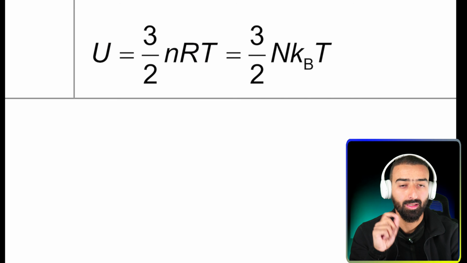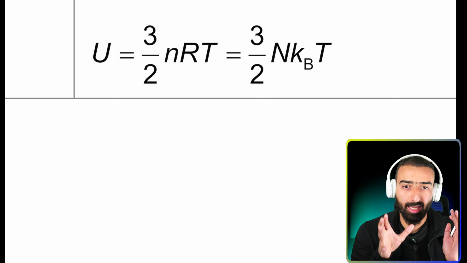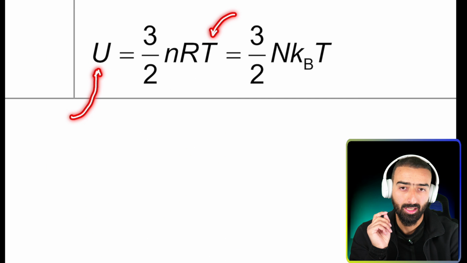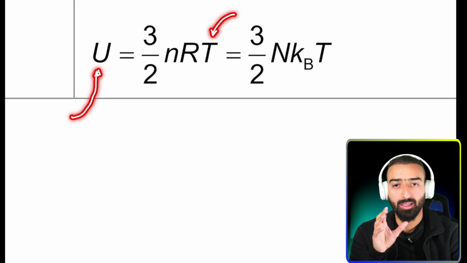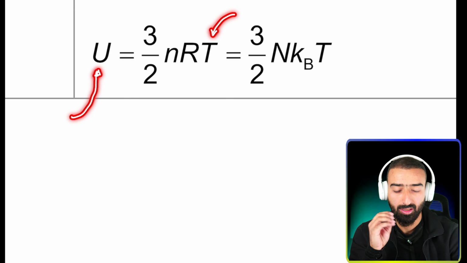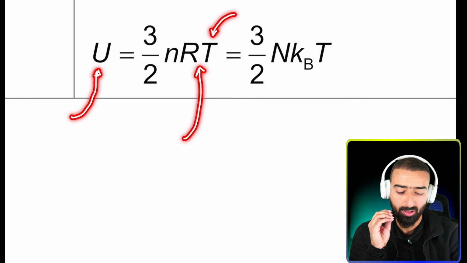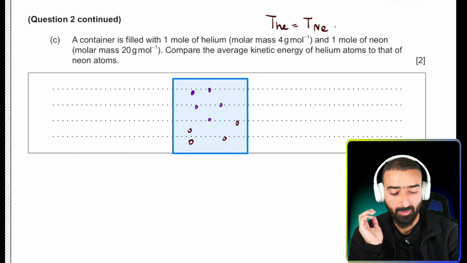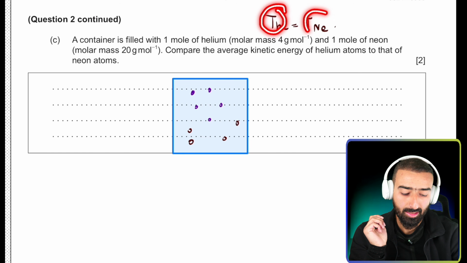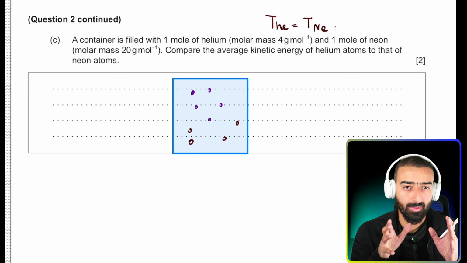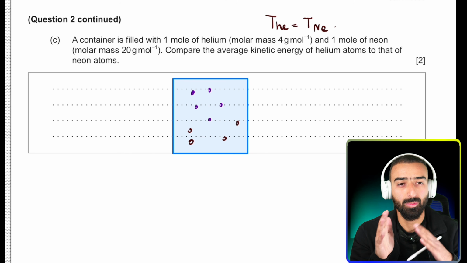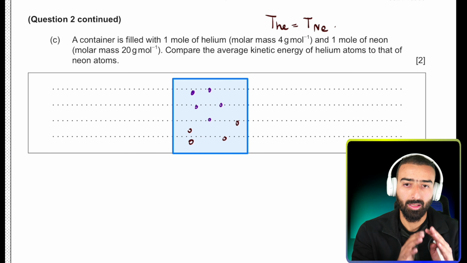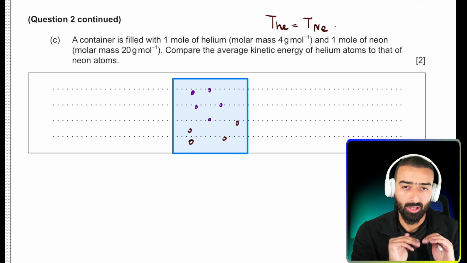From this equation, we realize that no matter the type of gas we have, if you have the same temperature, you're going to have the same internal energy. Since for an ideal gas the internal energy is just kinetic energy, it means if you have the same temperature, you're going to have the same kinetic energy. So if you go back to our question, the temperature of helium and the temperature of neon is the same. That means the kinetic energies of helium and neon are going to be the same. And that's it. The average kinetic energy of helium atoms is the same as that of neon atoms.